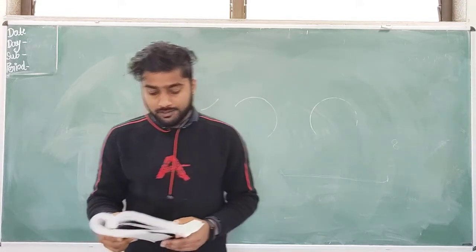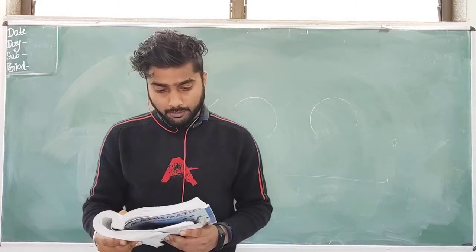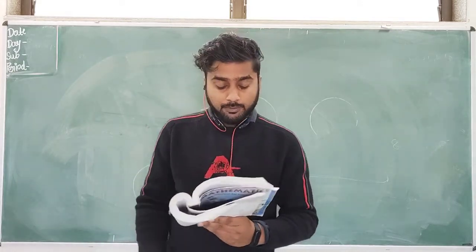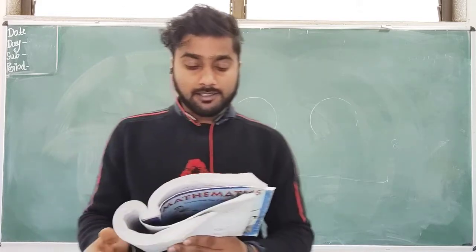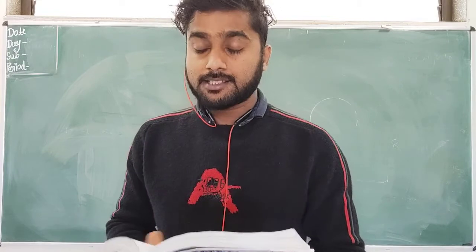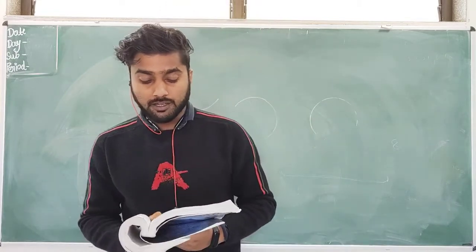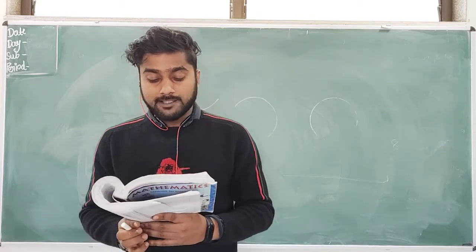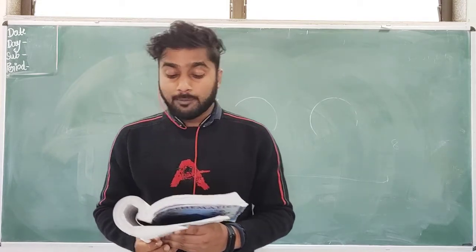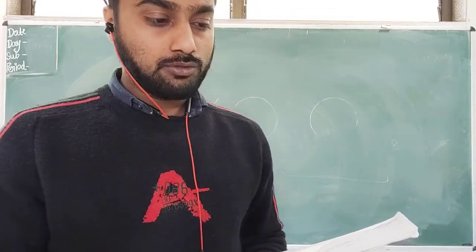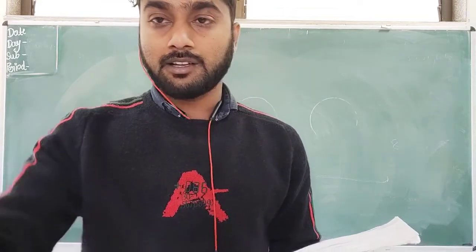We are in chapter number 10 and today we will deal with example number 2 of page number 178. Example number 2 of that page is: if two intersecting chords of a circle make equal angles with the diameter passing through their point of intersection, then we have to prove that the chords are equal.